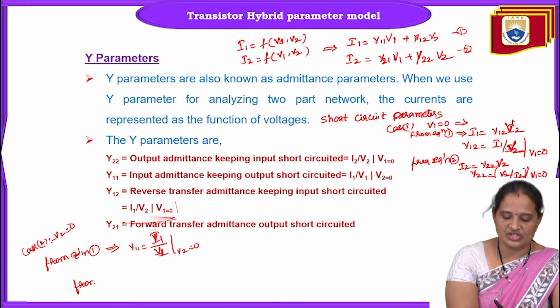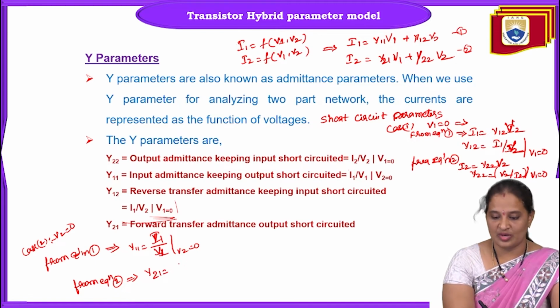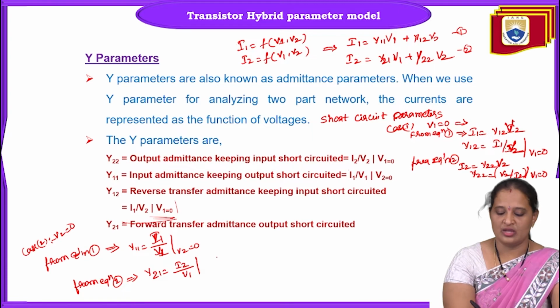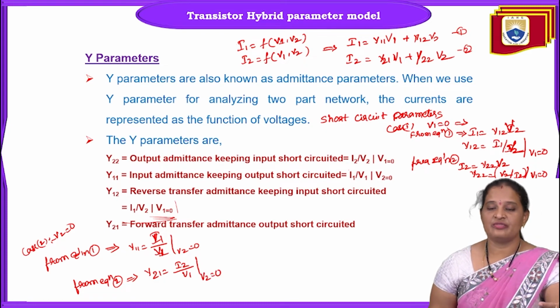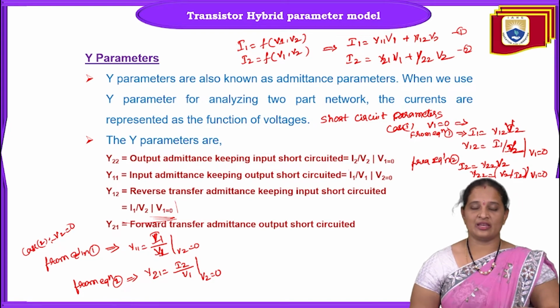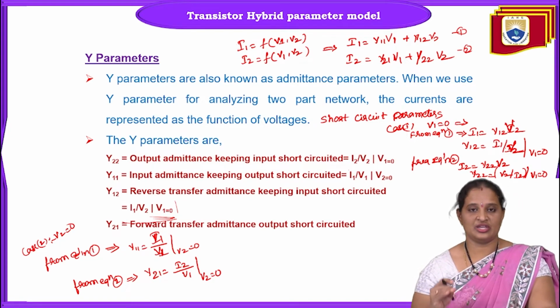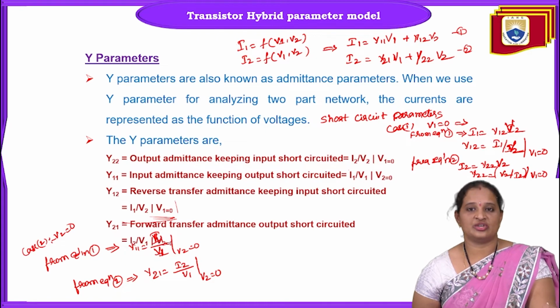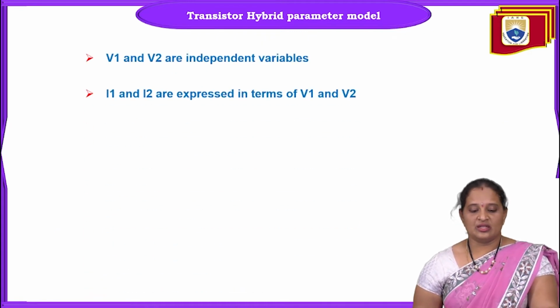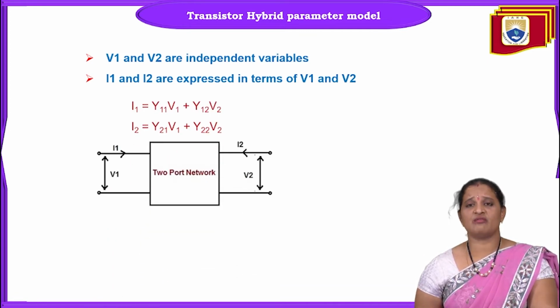And similarly, from equation 2, by taking V2 as 0, I can calculate Y21, which is equal to I2 divided by V1. It is defined as a ratio of output current to the input voltage. So it is also called the forward transfer admittance by taking the output port as short circuited. So these are the Y parameters, calculated by considering either the input port as short circuit or the output port as short circuit, and these parameters are also called short circuit parameters.